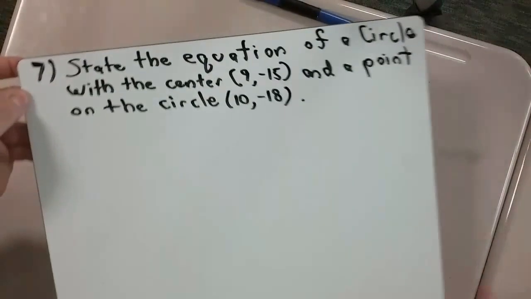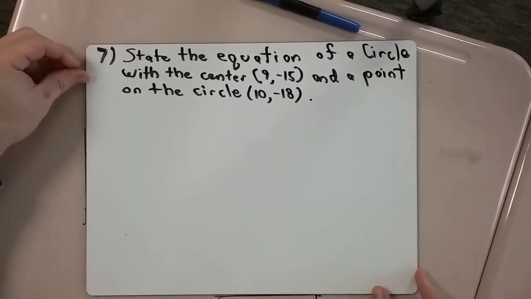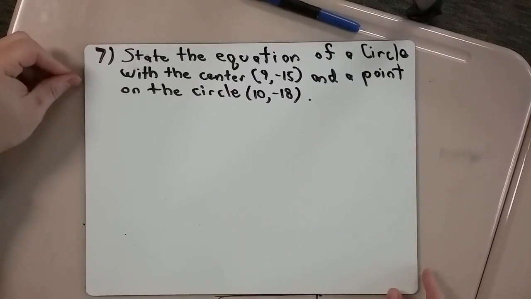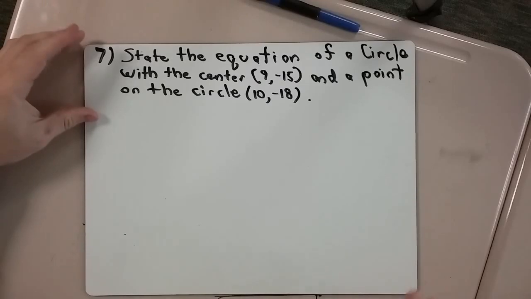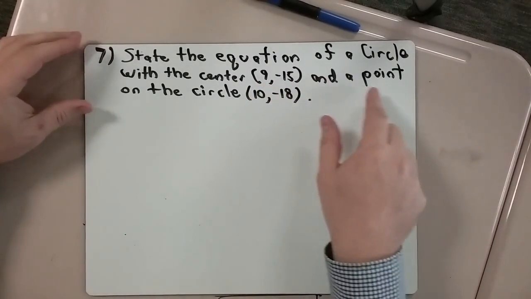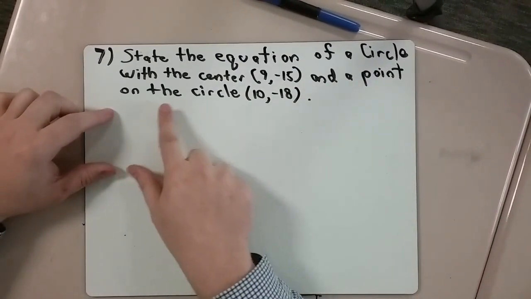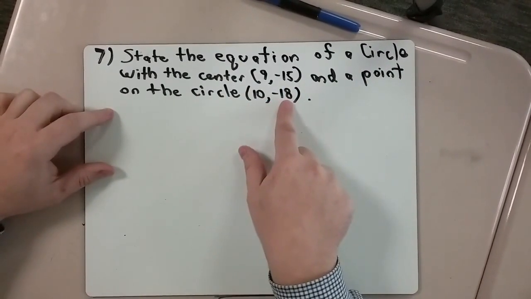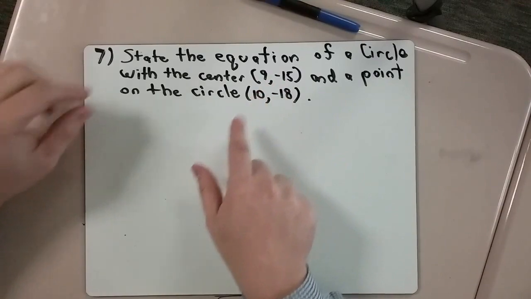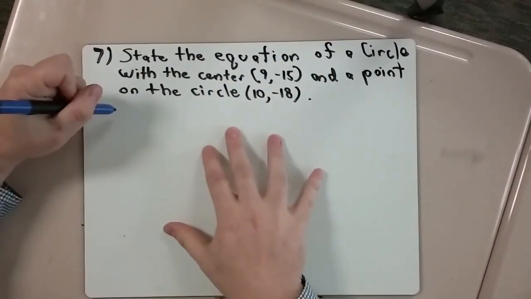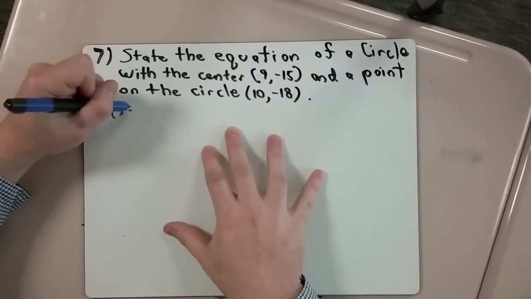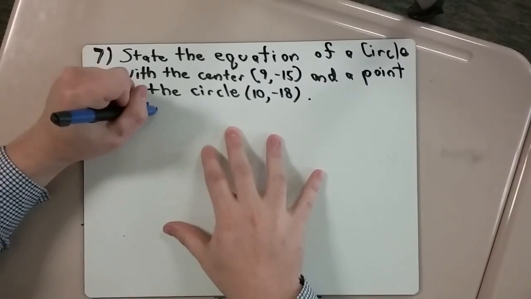So let's take a look at the first example. Now this might be slightly different than what's on your sheet. I kind of wrote it out the way it would more likely look. State the equation of a circle with the center at 9, -15, and the point on the circle at 10, -18. So we want to get all this information to fit into here.